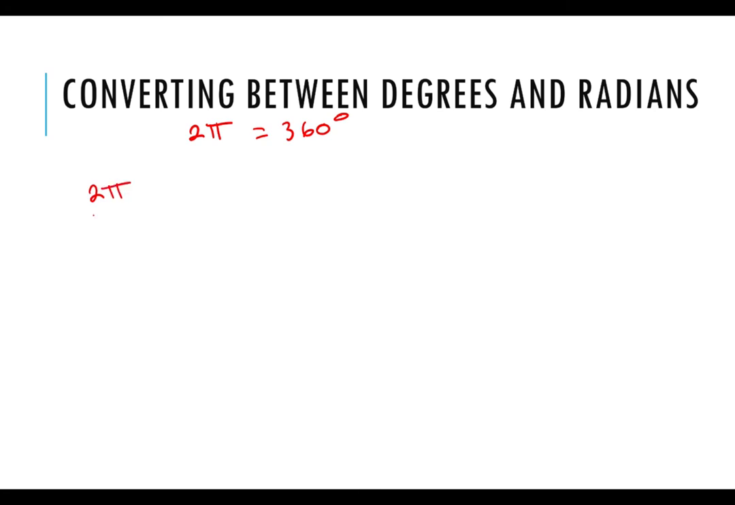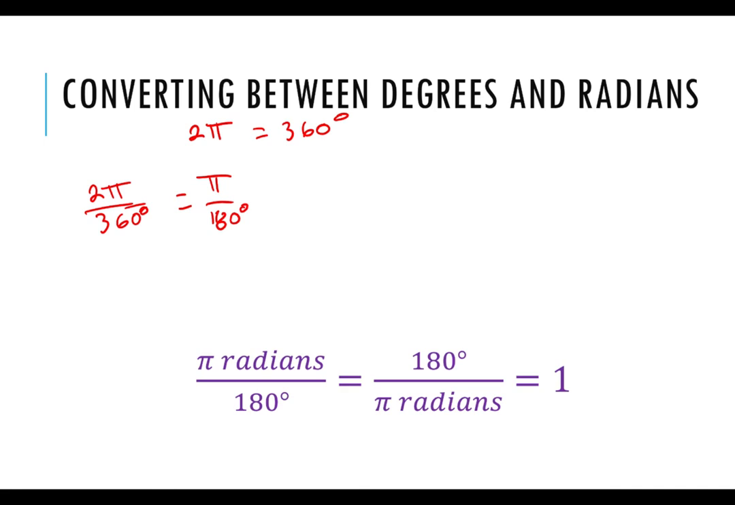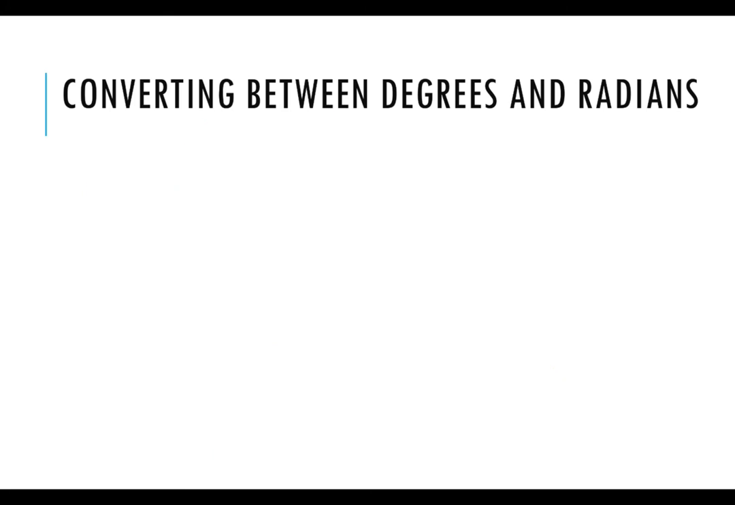Then all we need to do is write that ratio, because it's 1. So 2 pi divided by 360 degrees is the same thing as pi over 180 degrees. And so pi radians divided by 180 degrees is the same thing as 180 degrees divided by pi radians. It's all equal to 1. These are the unit conversion factors that you're going to use, one of these two. You could use 2 pi over 360, or 360 over 2 pi, but of course these reduce to be the same thing, so it's fine. So, how do we convert between degrees and radians?